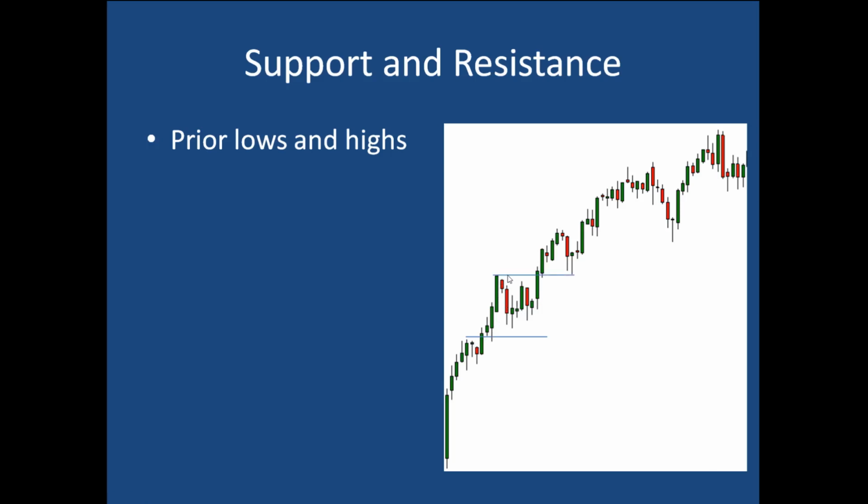Then we have a high here. We broke out above it. And what happened when it came back? It acted as support. So we have support here. So we have a high. It broke out above it and became support. We have a high here. Broke out above it. Became support here and over here.